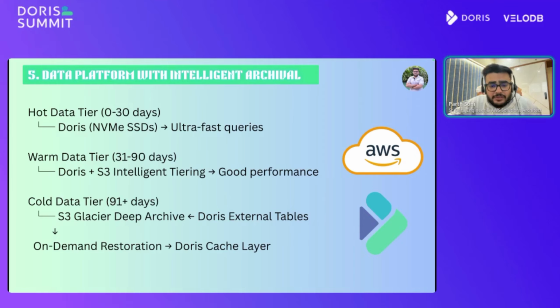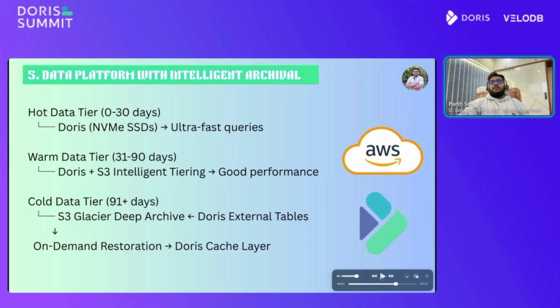And when someone does need archive data from 18 months ago, the system retrieves it, caches it temporarily, and they get their answers. So this isn't cutting edge AI, it's practical machine learning applied to a real business problem, and the return on investment was immediate. These are all 5 architectures that I implemented. There are many more, but these are the ones I thought to present here.